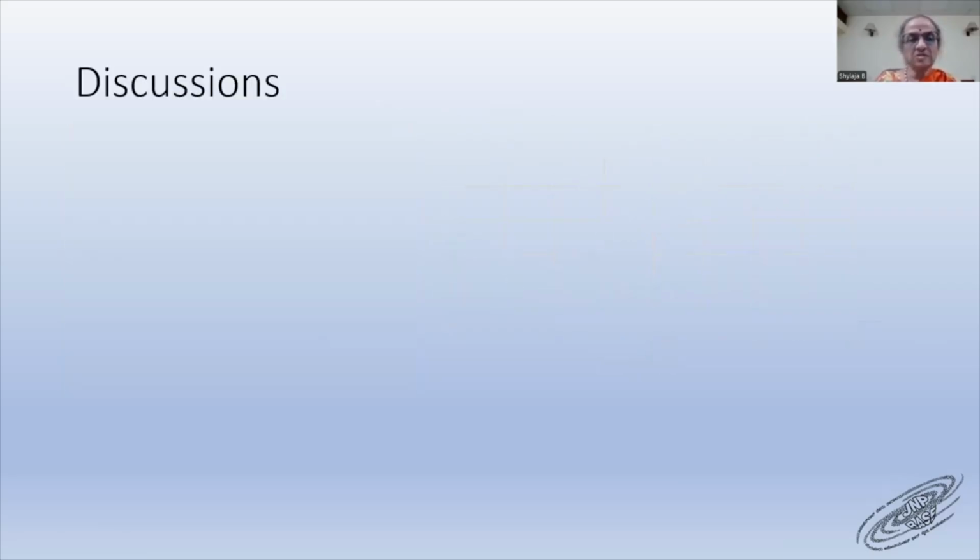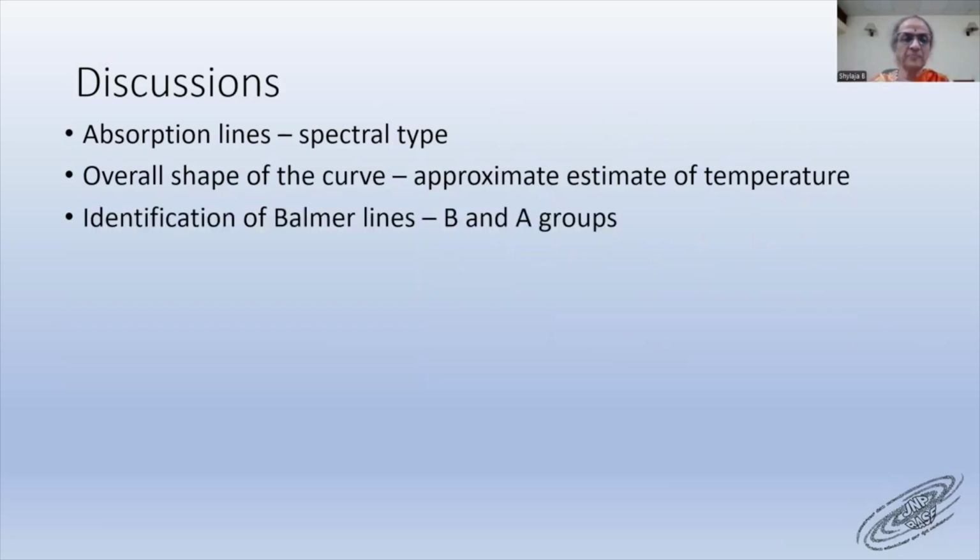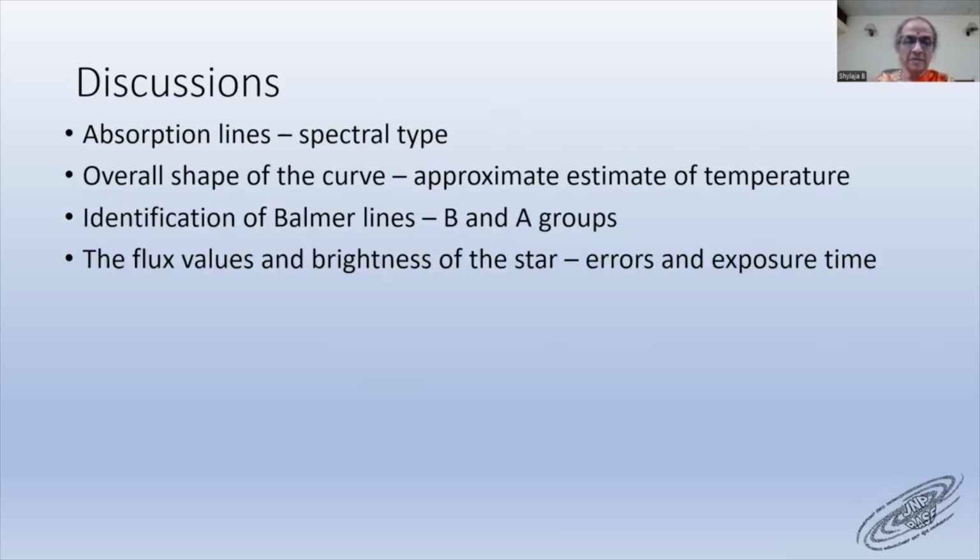So now comes the discussion part. Just by looking at the absorption lines, can you tell the spectral type? Well, temperature we have estimated, but just by looking at it, because for some of them the absorption lines are very strong, and in some cases the absorptions of other elements are very strong. This is discussed. And the overall shape of the curve itself will give you an idea of the approximate estimate of the temperature. And of course, they identify the Balmer lines very easily by now, and the predominance in the B and A spectral types.